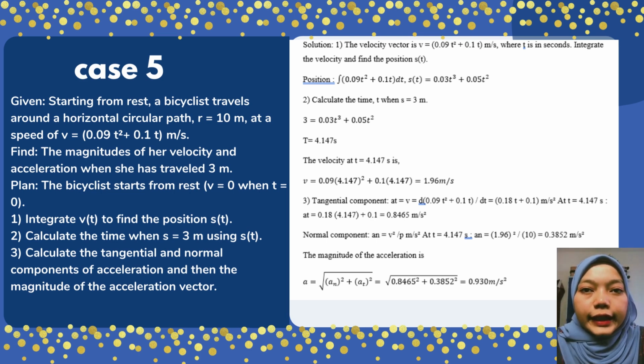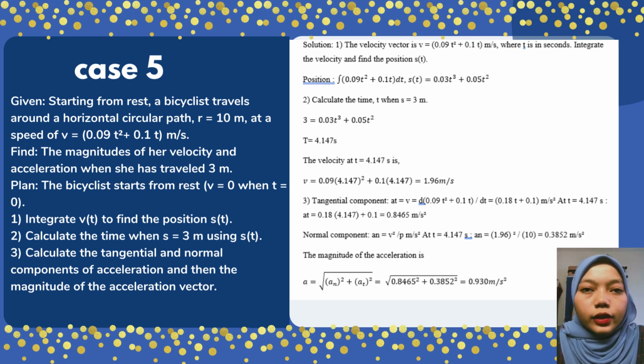The solution is integration of (0.09 t^2 + 0.1 t) dt, giving s equal to 0.03 t^3 + 0.05 t^2. Calculate the time t when s equal to 3 m: 3 equal to 0.03 t^3 + 0.05 t^2. t equal to 4.147 seconds. The velocity at t equal to 4.147 s is v equal to 0.09 multiplied by 4.147 squared plus 0.1 multiplied by 4.147, equal to 1.96 m/s.